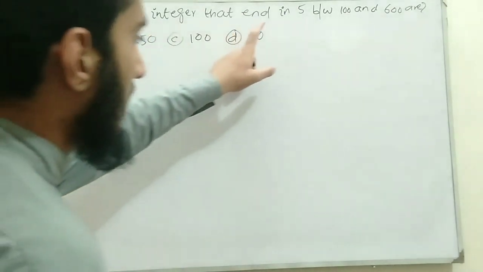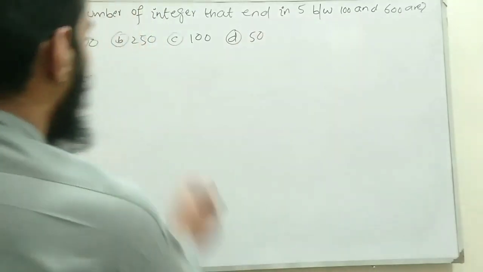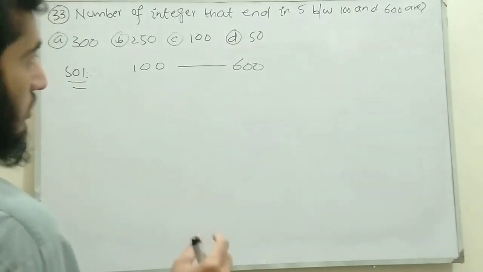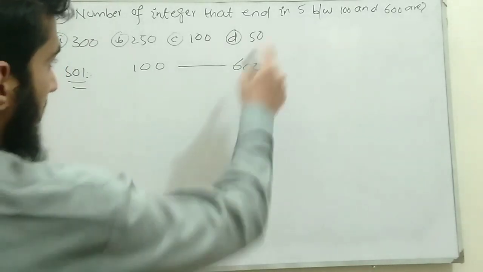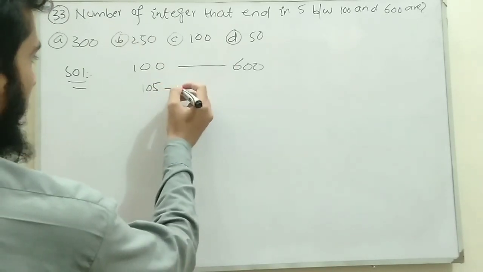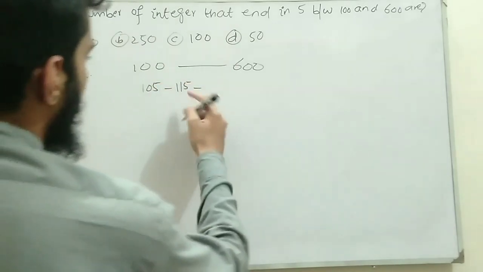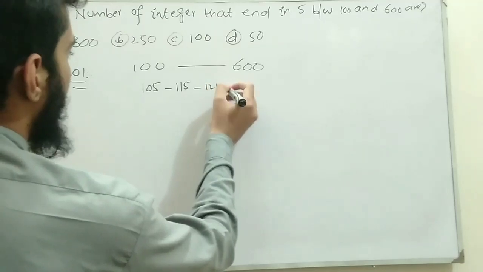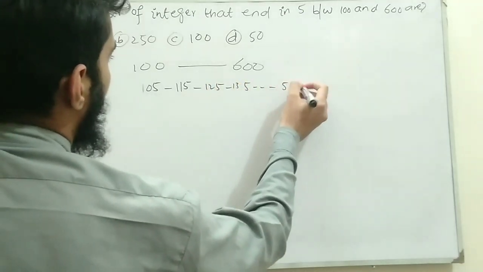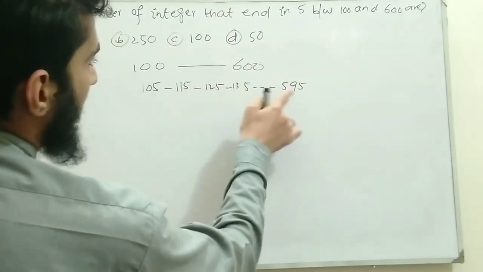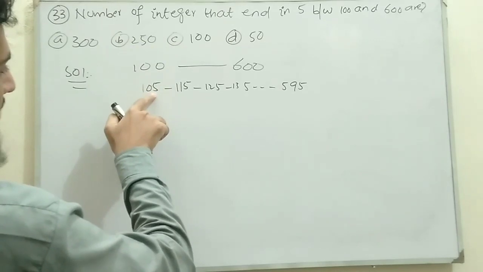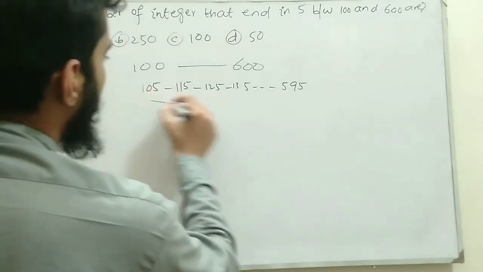Number of integers that end in 5 between 100 and 600. Between 100 and 600, that tells us to write those integers which end with 5. So after 100 we have 105 that ends with 5. After this we have 115, after this we have 125, 135, and move to 595 in between. So the number less than 600 is 595, which ends in 5, and the smallest number after 100 is 105, which ends in 5. So this is an arithmetic sequence.